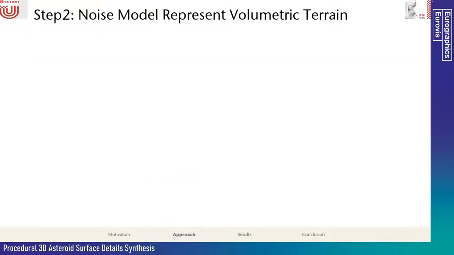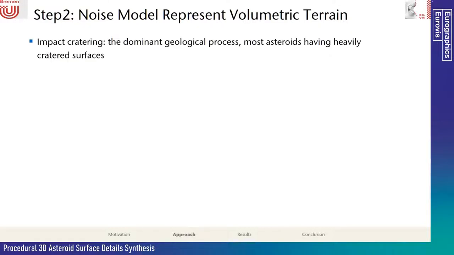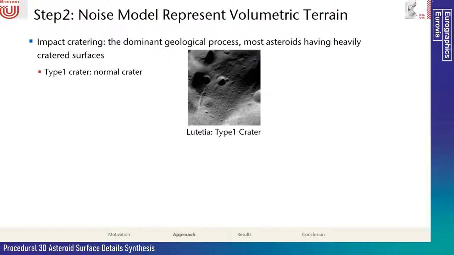And in the second step, we want to generate volumetric terrain from our Lois model. At first, we must clear that impact cratering is the dominant geological process of asteroid, and most asteroid surfaces are heavily distributed with diverse craters and rocks. For instance, on the asteroid Lutetia, we can find lots of type 1 craters, which is a normal crater originating from the impact on the bedrock and with a bowl-shaped interior.